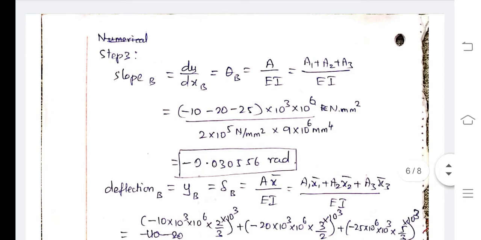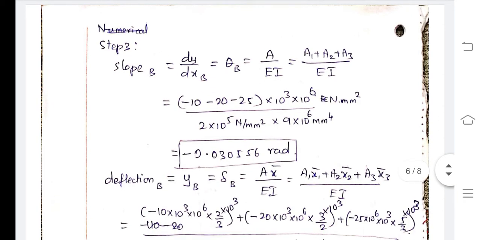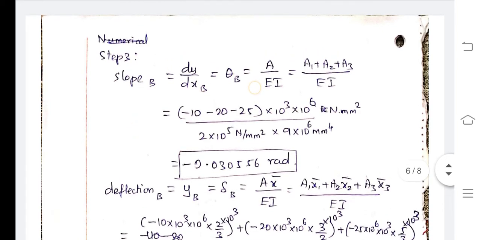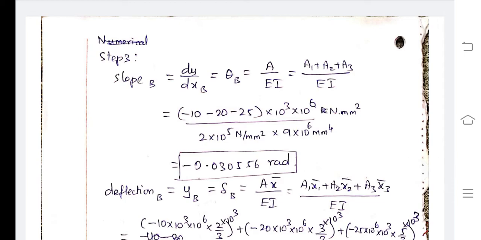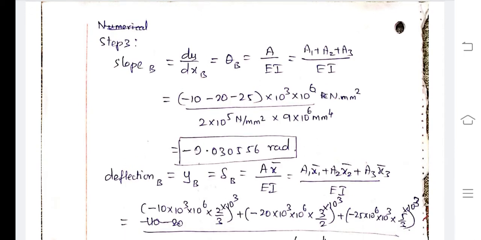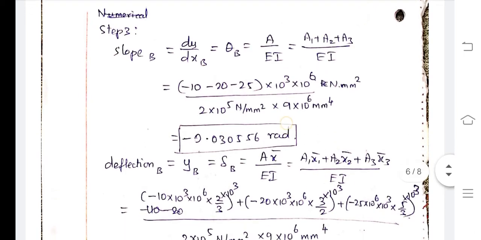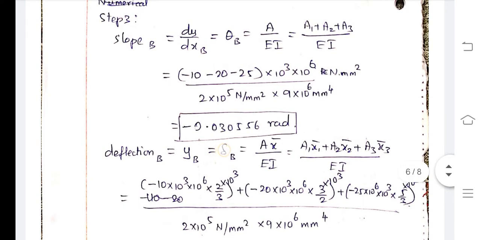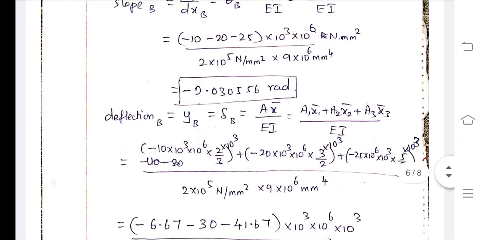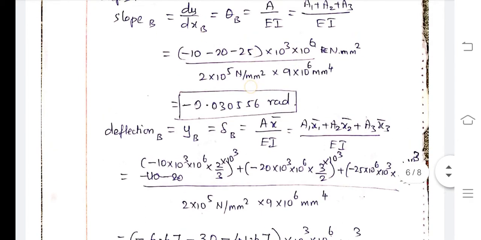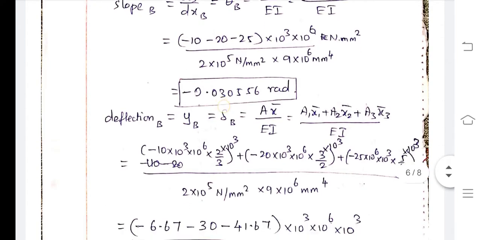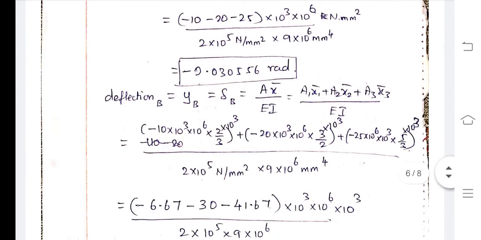Then step 3, you have to find the slope and deflections. So the slope at point B is nothing but area by EI. So area is A1 plus A2 plus A3 by EI. So adding everything and dividing by the corresponding E into I, finally it is minus 0.030556 radians. Because the slope is nothing but rotation, it is unitless and the unit is radian.